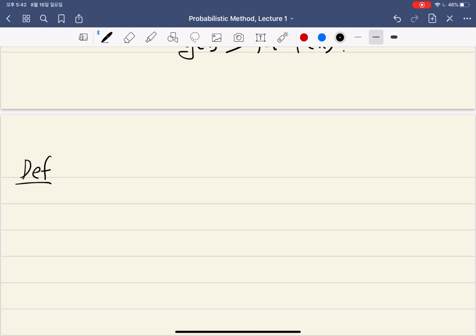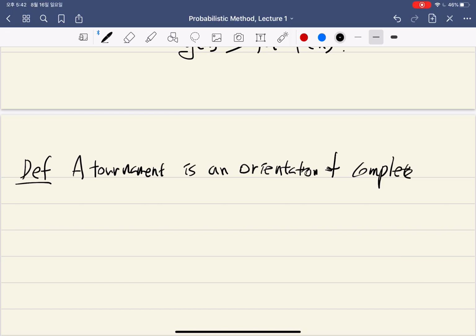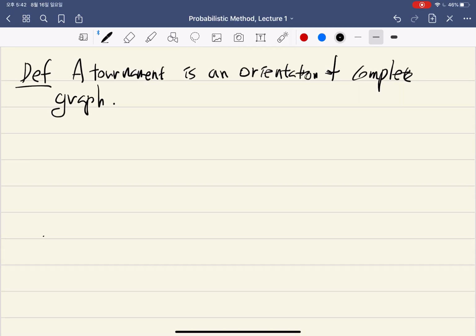And let's consider some graph theory problem again. In graph theory, we say a tournament is an orientation of a complete graph. So we consider a directed graph where the edge has an orientation. So an edge could be oriented in this way or this way. There is direction on the edges. And you consider the complete graph and then you orient the edges, then you say this is a tournament.